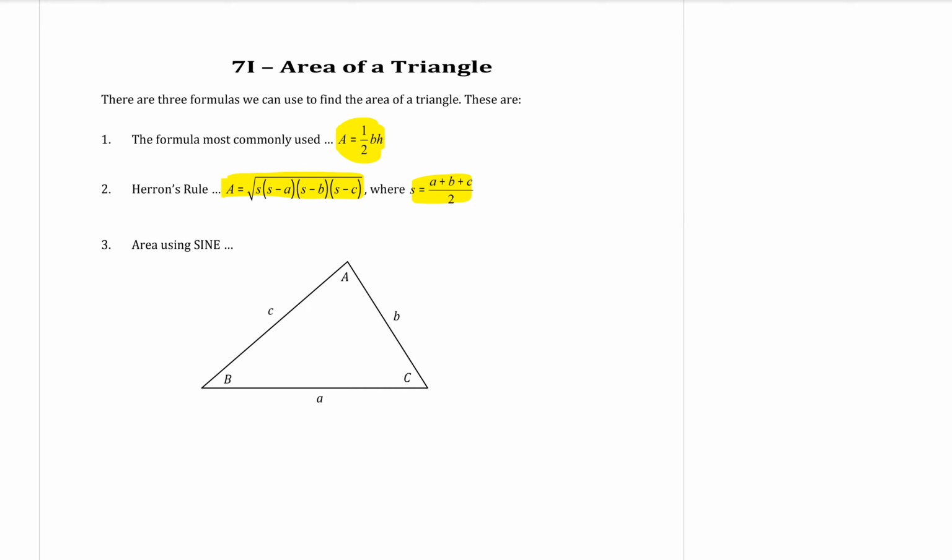Instead, we're going to be focusing on number 3 here, which is a formula that involves sine. So we're going to be using the same labeling as we have used for the sine rule and the cosine rule, which is capital letters A, B, and C representing the angles, and the little letters, little a, little b, little c, representing the sides. And remember that a capital A and a little a are always directly across from each other. Now this formula can be used when you have two sides and the included angle.